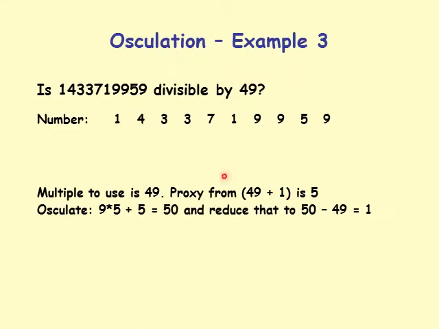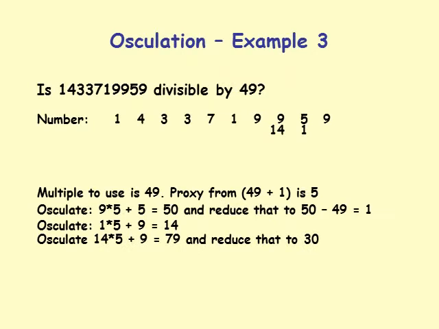First osculation is 9 times 5 plus the next digit, giving 50, and we reduce that to 1. 50 minus 49 equals 1. So we osculate these two digits and get a 1. Now we osculate again: 1 times the proxy 5 plus the digit on the left, 14. So next is 14. Now we osculate that again: 14 times 5 plus 9 is 79, and then we subtract 49 from it, since we're trying to figure out if it's divisible by 49. Subtracting 49, we get 30.